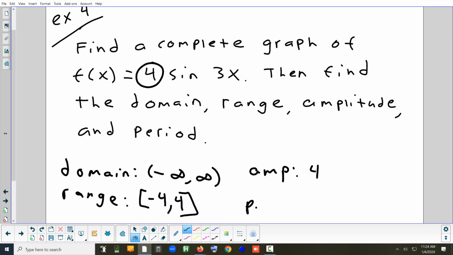And for the period, when you write it as a fraction, what number always goes in the top? 2 pi. And what goes in the bottom? B, which in this case is 3. So those are all the things they wanted you to find. You really don't need a calculator to do those.